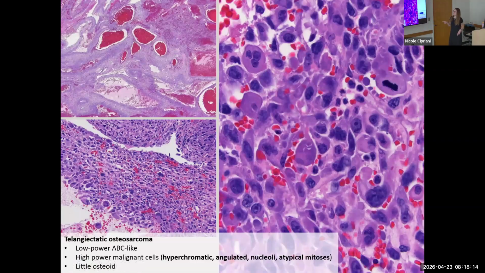Versus telangiectatic osteosarcoma, which can have cystic blood-filled spaces with fluid levels. However, when you look in the wall, it's malignant. We've got mitoses, we've got severe cytologic atypia. Sometimes osteoid is sparse, so look around for it. But when you have this appearance with malignancy and cystic spaces, think about telangiectatic osteosarcoma. Again, just like other osteosarcomas, this is generally in long bones of kids and teens.